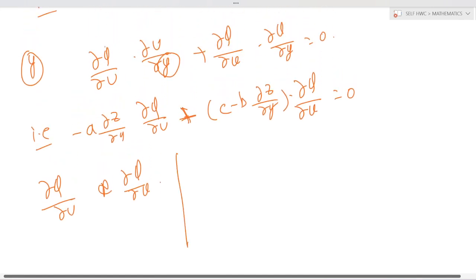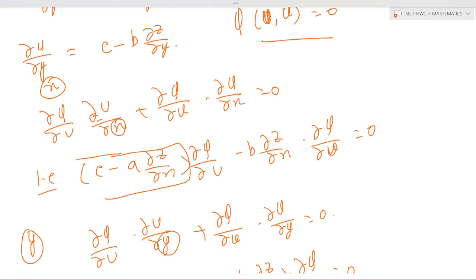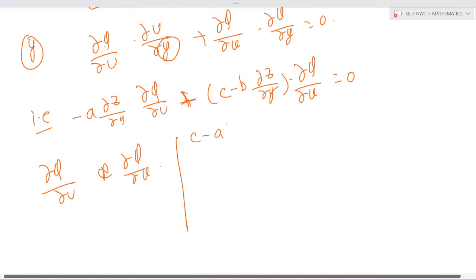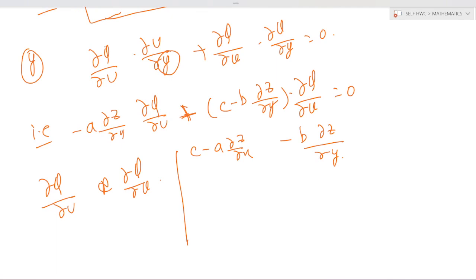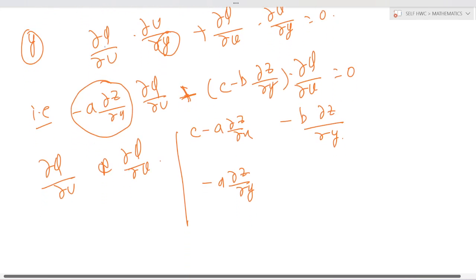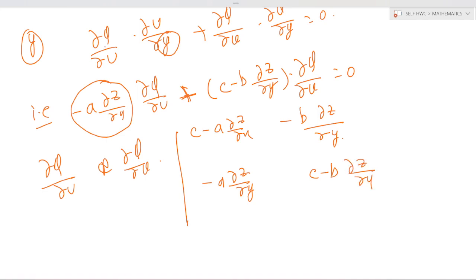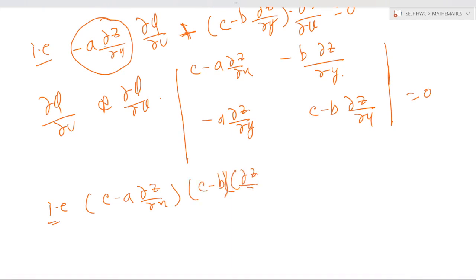So this equation is: c minus a dz/dx, and minus b dz/dx, with minus a dz/dy and c minus b dz/dy, equal to 0. That is (c minus a dz/dx) times (c minus b dz/dy) minus ab dz/dx dz/dy equal to 0.